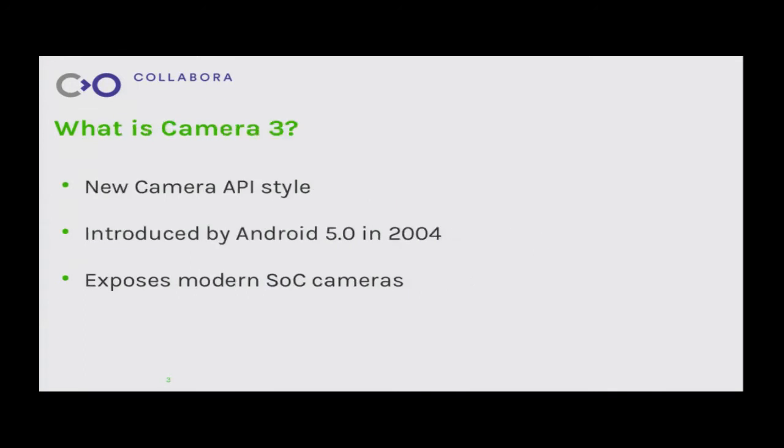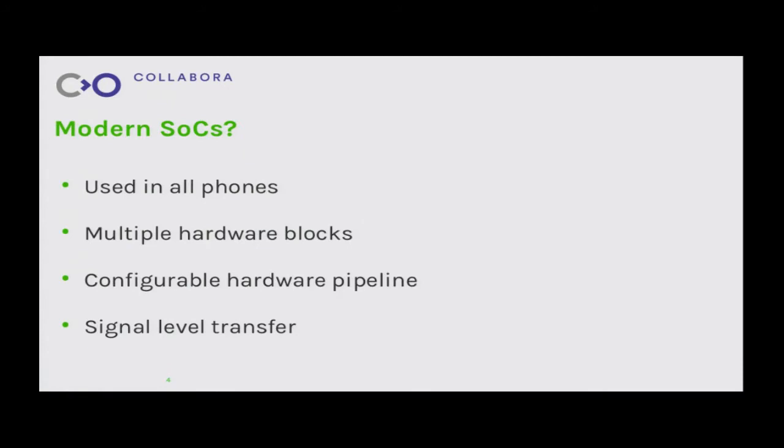So what is Camera3? It's a new style of camera API that is different from the previous one that people are used to. It was introduced by Android 5.0 in 2014, not 4. It exposes the kind of features that you have in modern SoCs. So what's a modern SoC? What kind of features does it have that your traditional USB camera doesn't have?